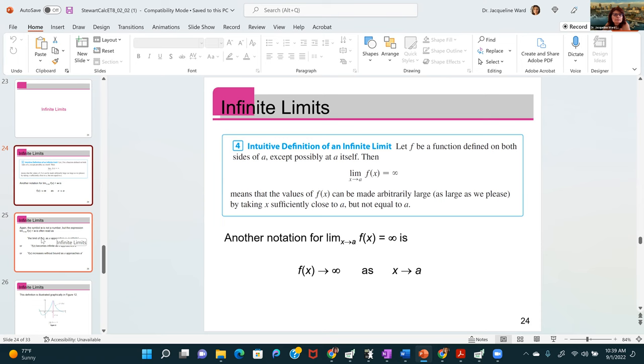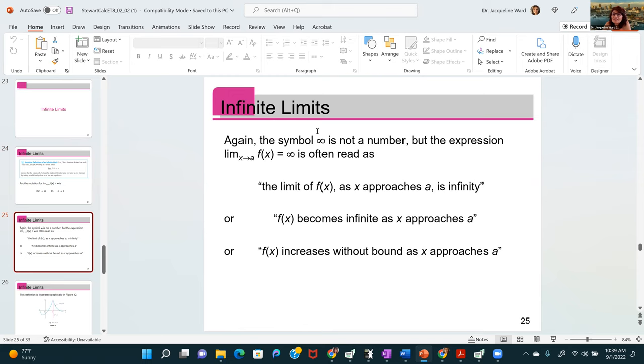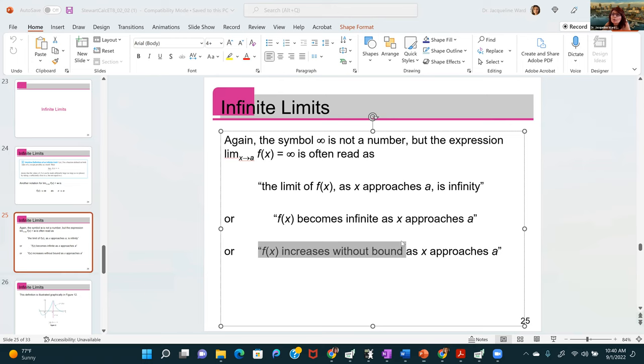All right, so the symbol infinity is not a number. It really is a concept or an idea. But notation-wise we still say it equals infinity, even though nothing can really equal infinity. It's more that it goes toward infinity, but we can still write it like that. We can say that the function becomes infinite as x approaches a, or it increases without bound. That terminology shows up a lot more as you go on and start talking about bounds.